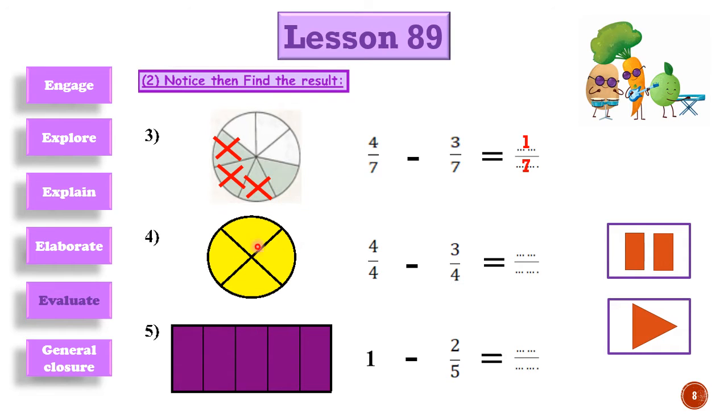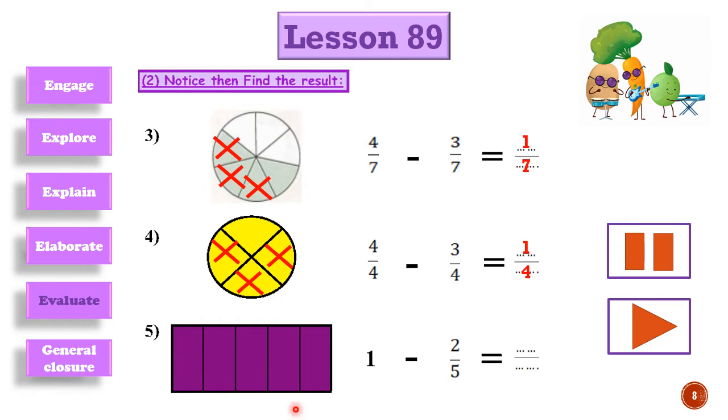Good job. Here we have 4/4 minus 3/4. Then we will cancel how many parts out of 4? Yes, 3 parts will be cancelled. And we will put the denominator as it is, then cancel. 4 minus 3 equals 1. The answer will be 1/4.